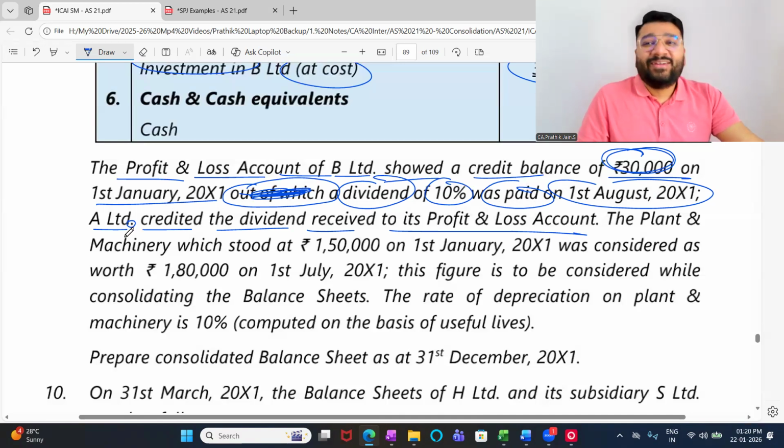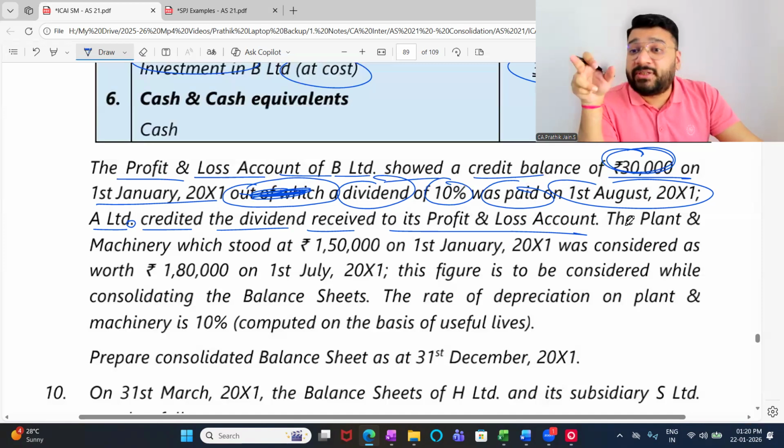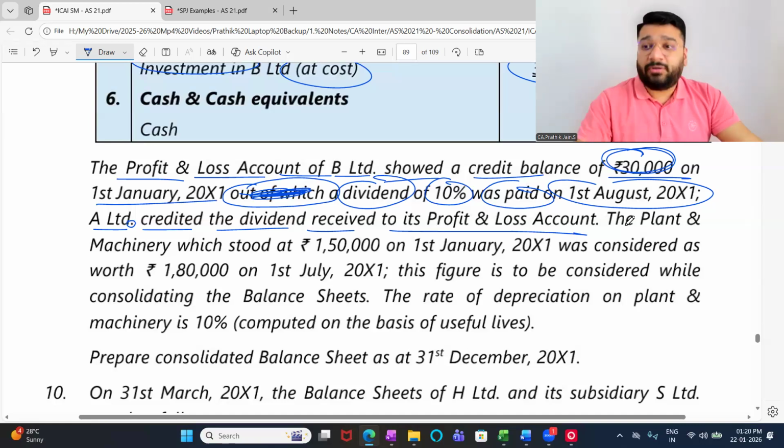A Limited credited the dividend received to its P&L account. Right or wrong? This would have been right had the dividend been given from post-acquisition profit. Post profit, post dividend, take it to P&L, no problem. But this is pre-acquisition profit, pre-acquisition dividend. So this should have been recovery of investment, credit to investment. Rectification will come or not.